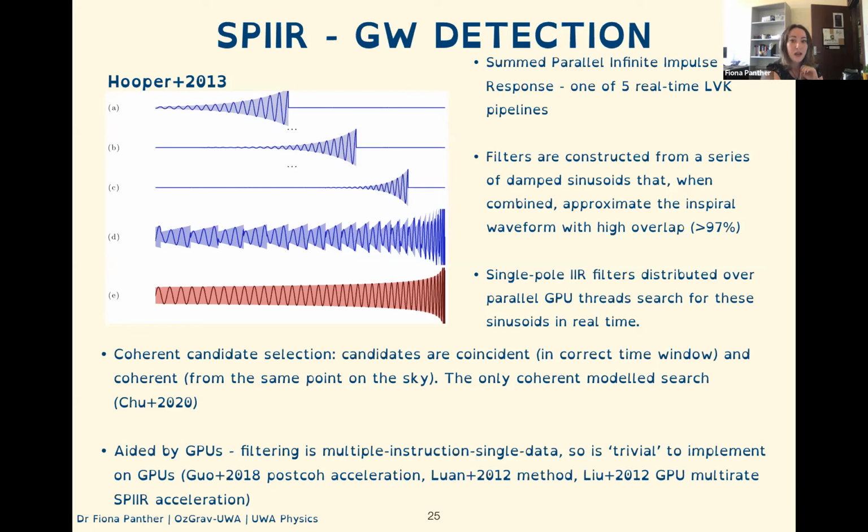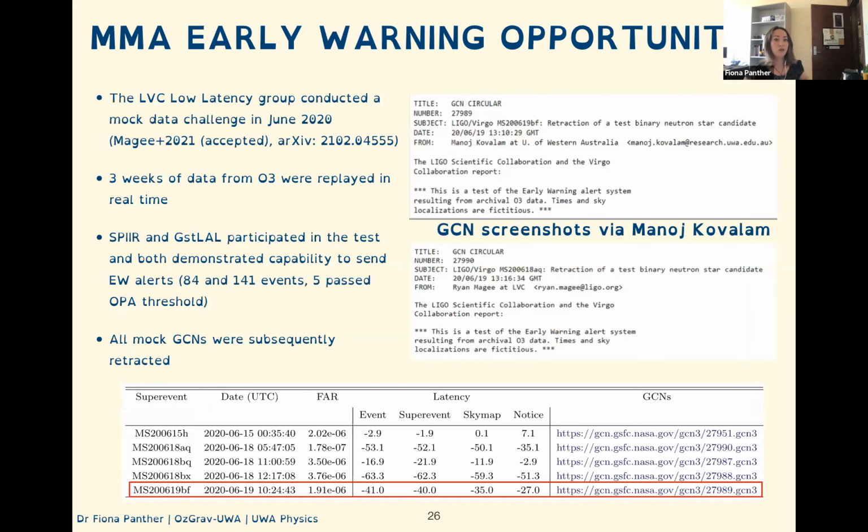And so what we're now able to do is early warning. You chop up the templates and truncate them at an earlier time. There was a mock data challenge in the LVC low latency group in June 2020, and we managed to produce a mock GCN, a mock alert, that came out about 30 seconds before the merger for this particular event. Obviously, it was a retraction because this was just a mock GCN. Now we're producing alerts for neutron star mergers anywhere up to 70 seconds before merger.